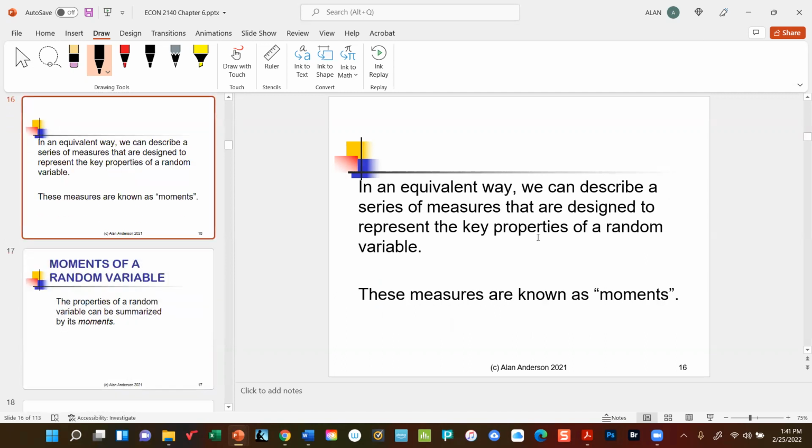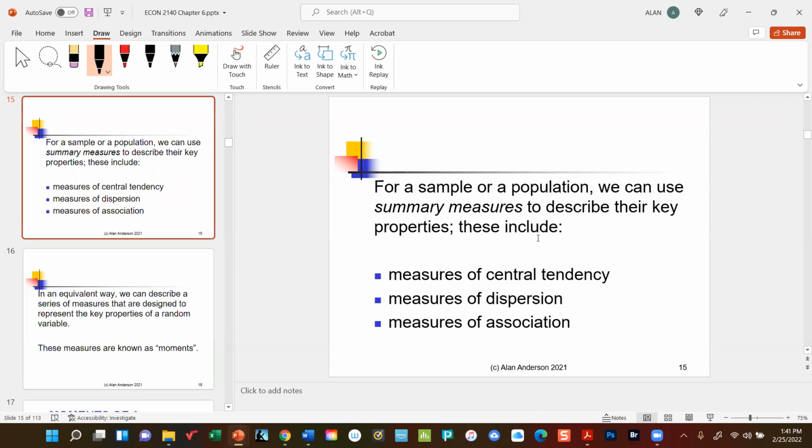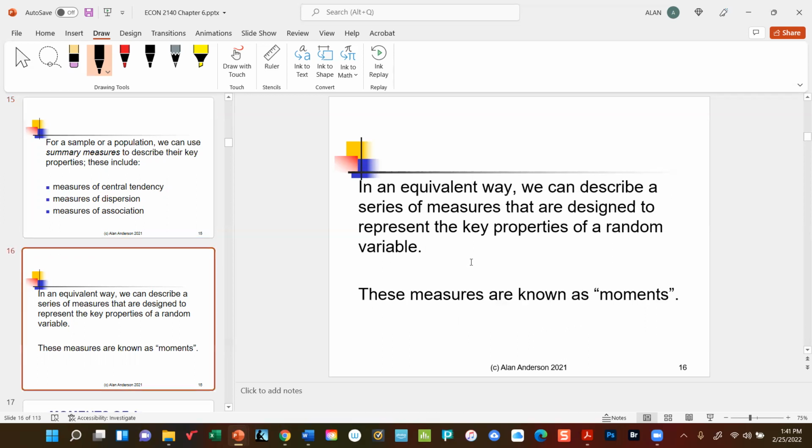So, and also the names are different. Instead of calling them measures, now for some reason, they're called moments. So we have to get used to this. You know, there's always going to be several comparable concepts that may have different names in statistics. It happens all the time. So when we're dealing with random variables, these measures are now known as moments.